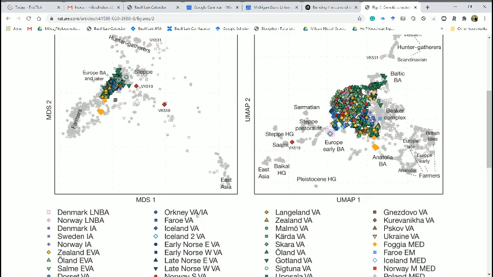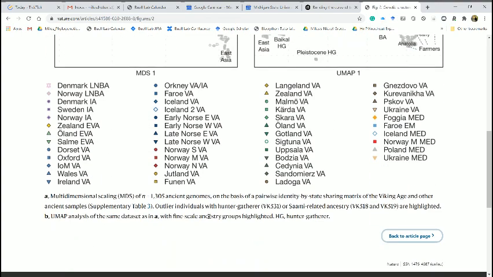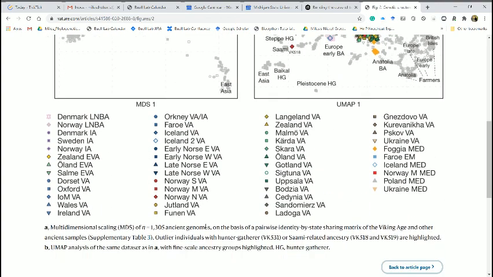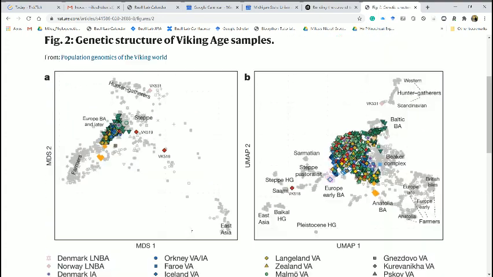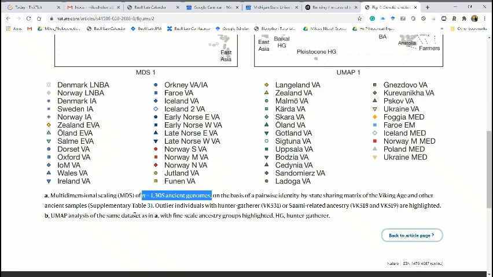UMAP and MDS, I think those are different ways of clustering data. Okay, yeah, so MDS is multidimensional scaling. And, oh man, they had 1,300 ancient genomes? I thought they only sequenced like 400. Now they're at 1,300 in this figure? Jeez.